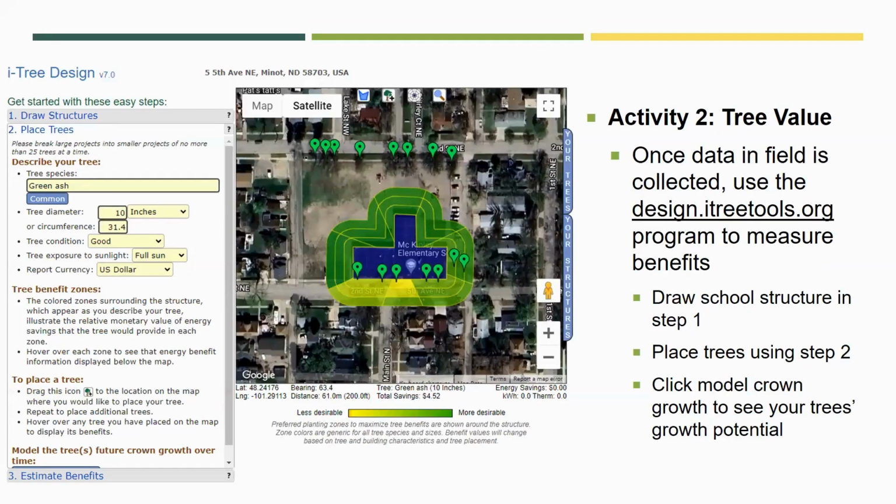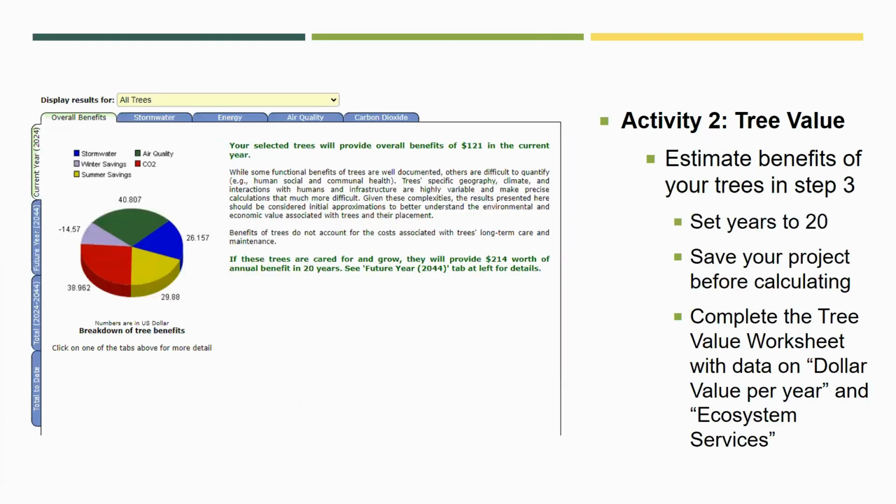So you're going to go to the bottom of that page and click Estimate Benefit, which is step 3. You want to set your years to 20 and then save your project before calculating. This is a really important part that I am emphasizing because it takes a lot of time to put this information in. Again, the program can be a little laggy sometimes. And so to best assure that you're going to be using your time effectively, make sure you save your project before you calculate.